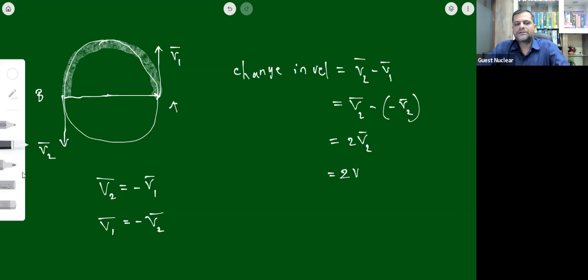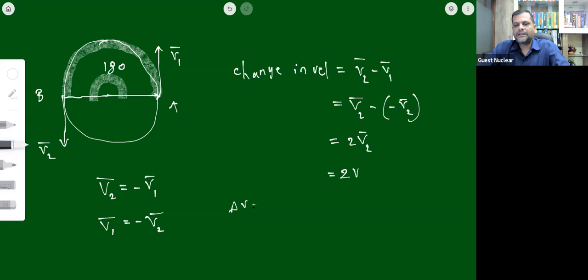See, when the particle moves from one point to diametrically opposite point, it turns through a 180-degree angle. Do you agree with this? ये 180-degree angle से वो turn होता है. और change in velocity के लिए हमने formula क्या derive किया था last time, याद है?